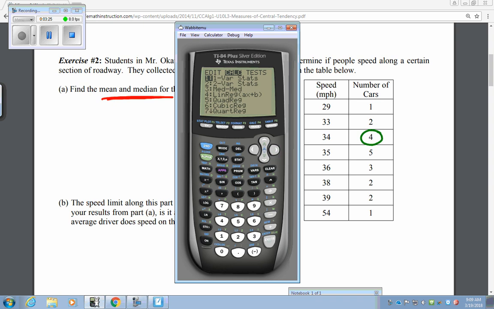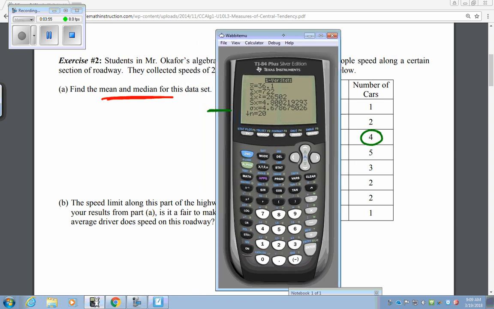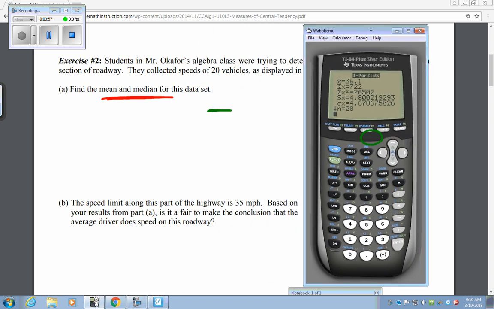I'm going to go back to one variable stat, and what I'm going to do now is change the frequency list. I'm going to put that to L2 by pressing the blue button, and then the 2 button. Now I'm going to go down to calculate again. And now, like it says, you can notice that n is 20. We didn't put in 20 numbers, but n equals 20 means that there are 20 different amounts for data. And in the question, it says that there's 20 vehicles. So we have the amount that we are told in the question.